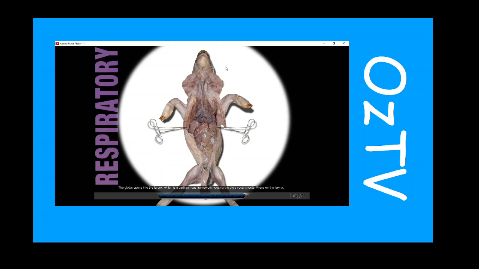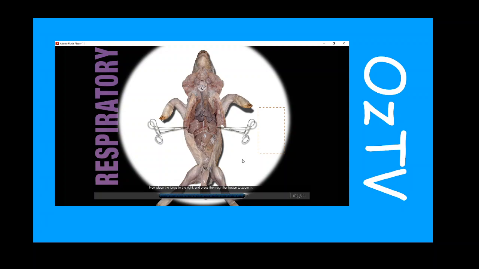The glottis opens into the larynx, which is a cartilaginous framework housing the pig's vocal cords. Press on the larynx. Now press the scissors button. Cut the larynx away from the lower jaw, and then lift the larynx up. As the pig exhales and the larynx muscles tighten, the elastic tissues within the larynx vibrate and resonate sounds. Press the diaphragm to continue. Please make note that this vocal demonstration is merely a simulation of what occurs in a normal living pig, and that it cannot be done in any dissection.